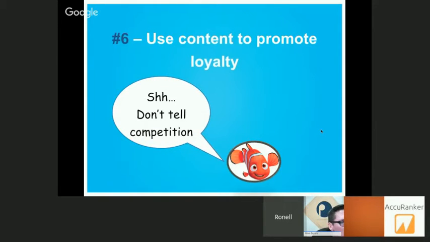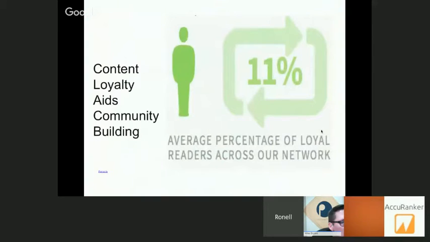Another is use content to promote loyalty. Loyalty ultimately, and I beat this drum consistently, is the goal for your content. And this graphic comes from a study done by Parse.ly, an audience platform that looked at publishers, was it millions of pages, thousands of blogs, and they found that of those millions of pages, only 11% of the people who consume that content will be considered loyal visitors, as loyal as defined by once per month.